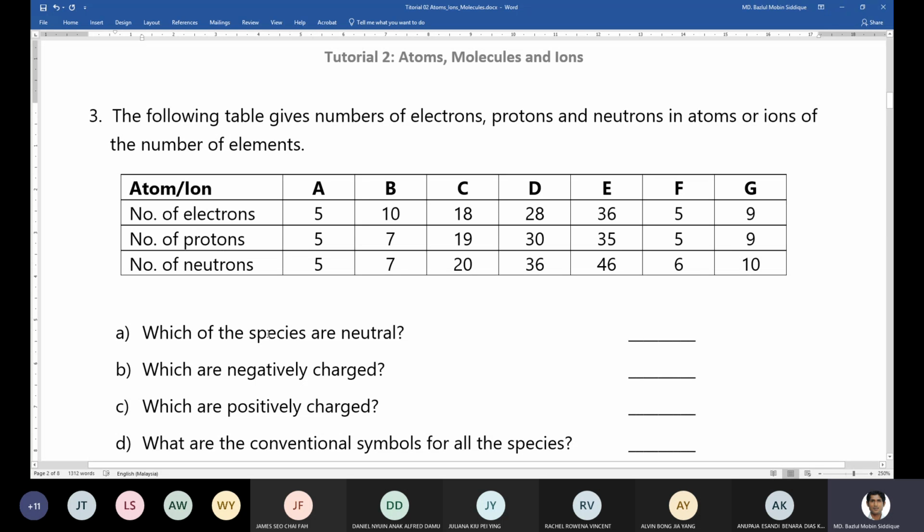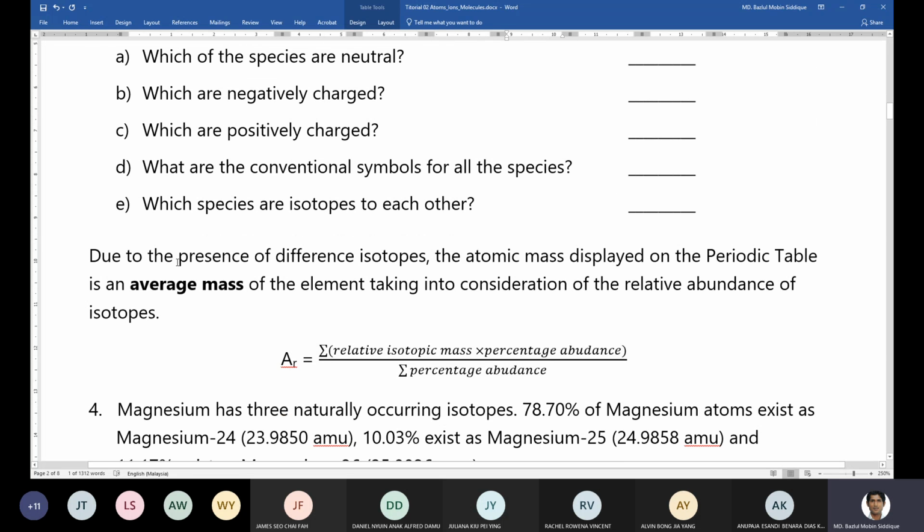Which ones are negatively charged? Negatively charged means the number of electrons should be more than the number of protons. So B, the electron number is more than protons, and E also has more electrons than protons, so these two. Positively charged means protons are more than electrons. So for C, the protons are more than electrons, and D, protons are more than electrons. So in this way we can find them.